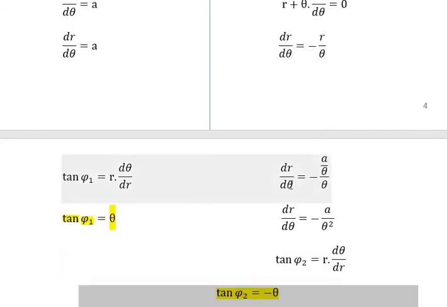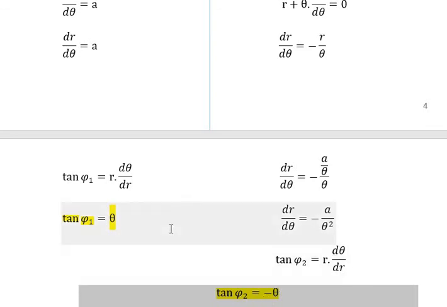Hence, dr/dθ = -(a/θ)/θ. So simplifying this, dr/dθ becomes -a/θ². Now we have tan φ2 = r dθ/dr. Let us substitute r and dθ/dr values. We get tan φ2 = -θ. Now see, we have tan φ1 = θ and tan φ2 = -θ.